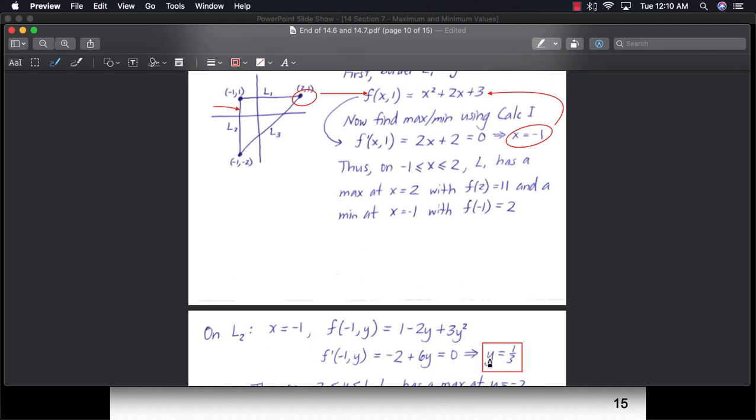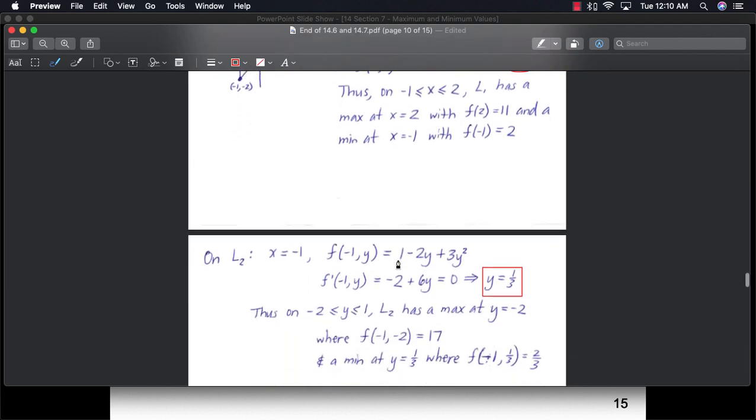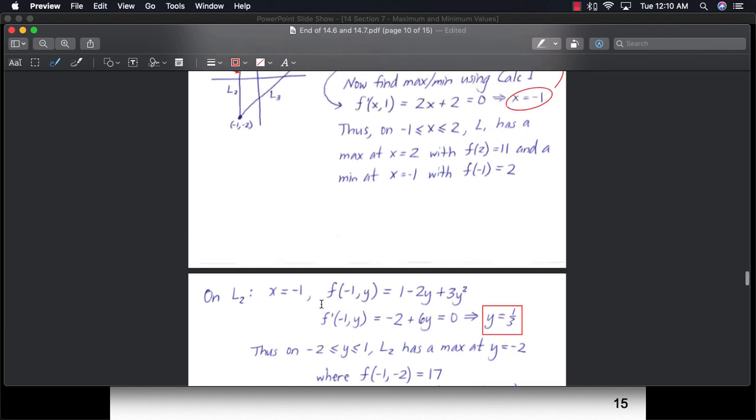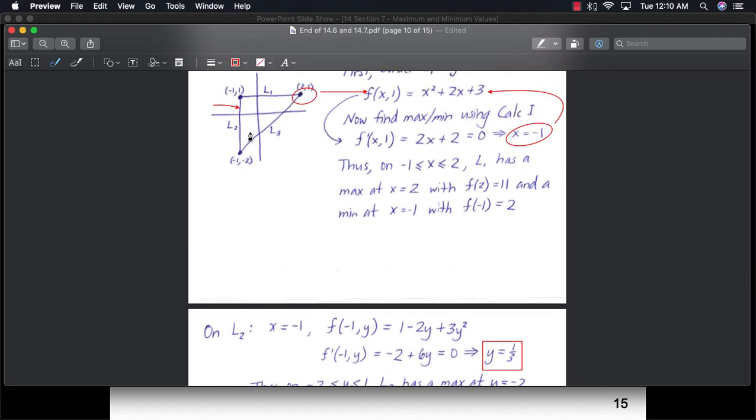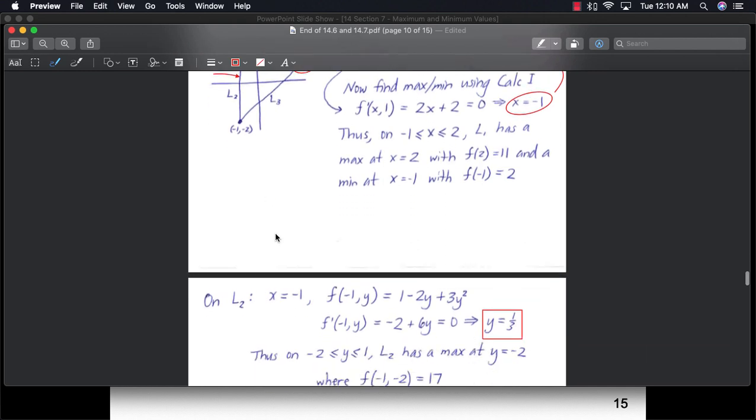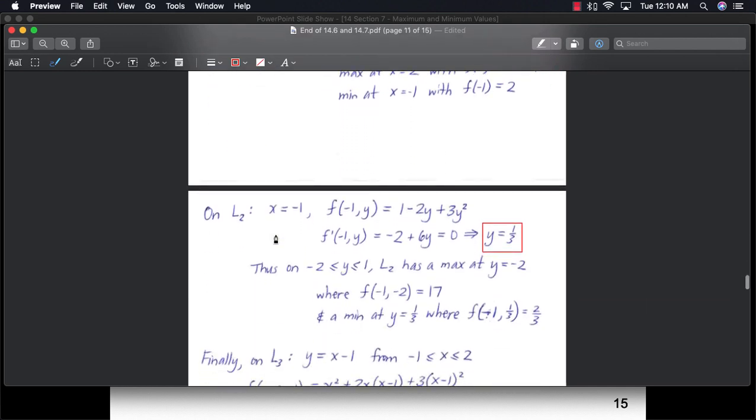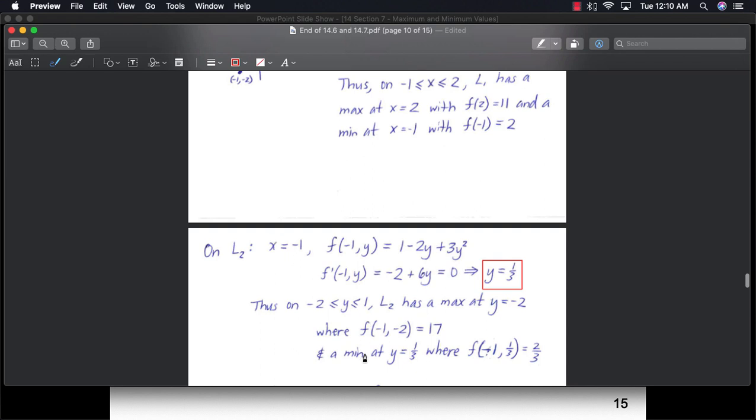So not only are we going to have to test y equals 1/3, we're also going to have to test where y is -2 and y is +1. Notice again in L2, we're going from -2 up to +1. From -2 to +1, L2 has a max at -2, because if you plug in -2, you get 17. Whereas it has a min at 1/3, because if we plug in 1/3, we get 2/3.